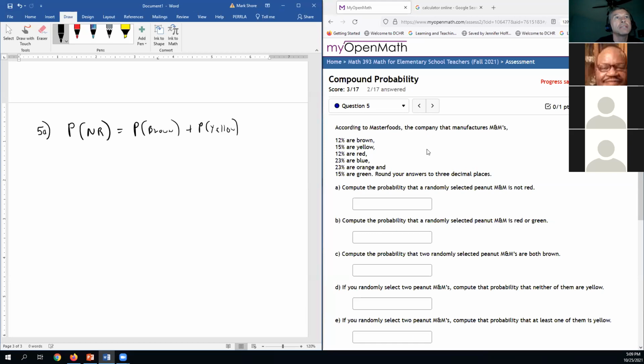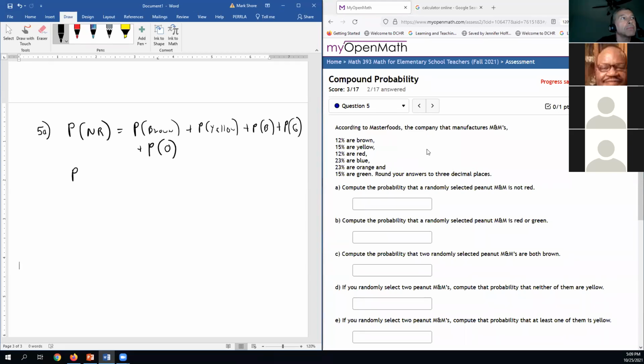And I'll abbreviate some of these, plus the probability of blue, plus the probability of green. We could add all these up, plus the probability of, what do we have left? Orange. I missed out orange there. We could add up them all except for red. You can do it that way if you want to.